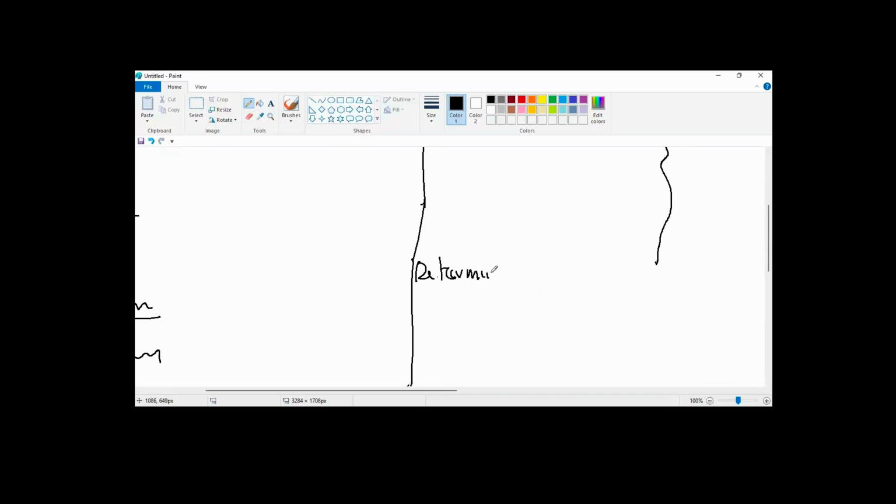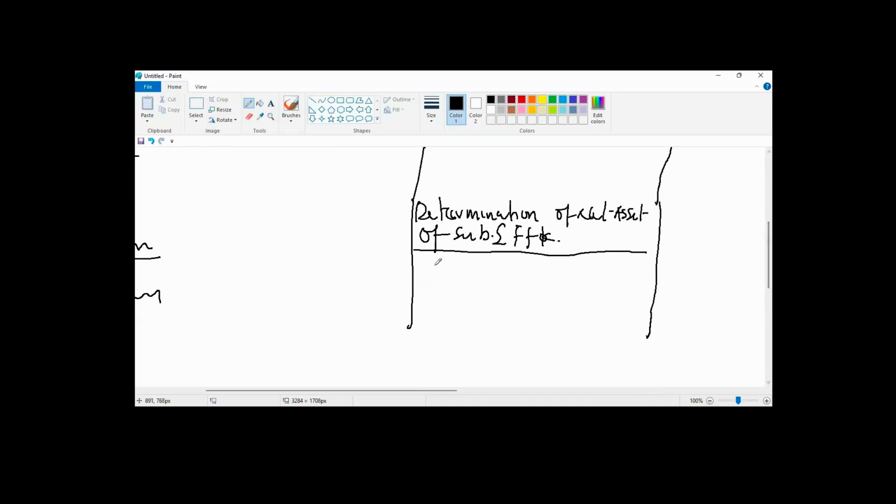Determination of net assets of subsidiary. Which is FFK. FFO is the parent. I need to calculate the goodwill, items, date of acquisition, date we are consolidating, and the post.